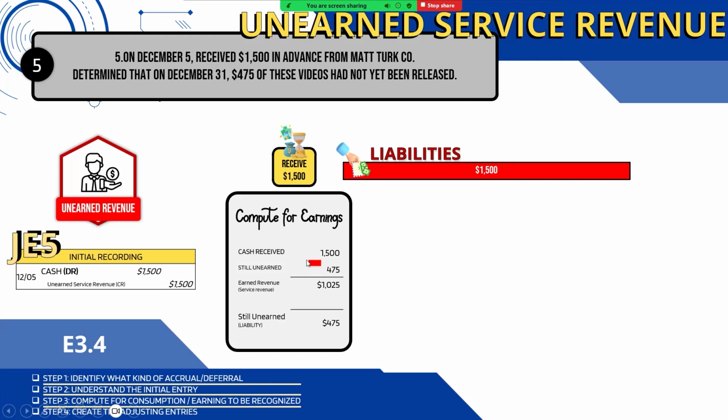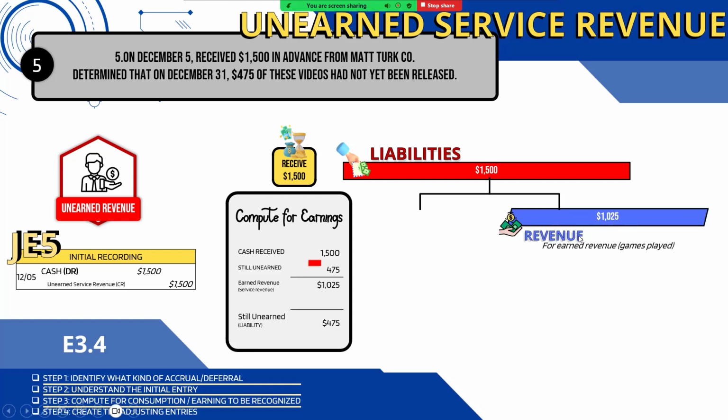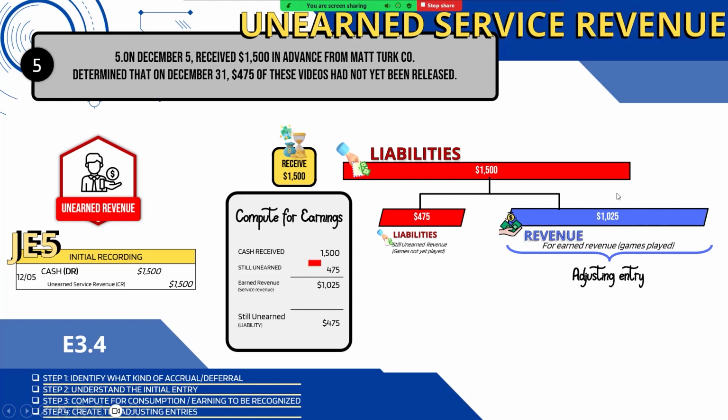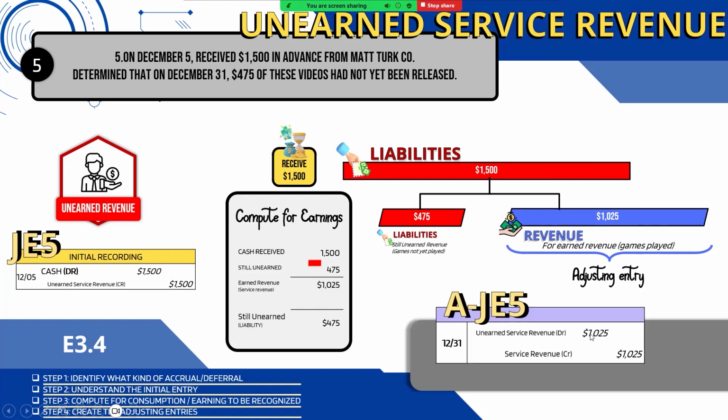So one way of looking at it is we receive 1,500. That was purely an obligation. But now, only 475 remains unearned out of that service revenue. And therefore, 1,025 would be our earned revenue. Our service revenue would be 1,025, and the remaining unearned would be the 475 liability. So we make our adjusting entry here to uphold our revenue recognition principle. That would be to minimize our USR, so debit USR of 1,025, credit service revenue of 1,025.